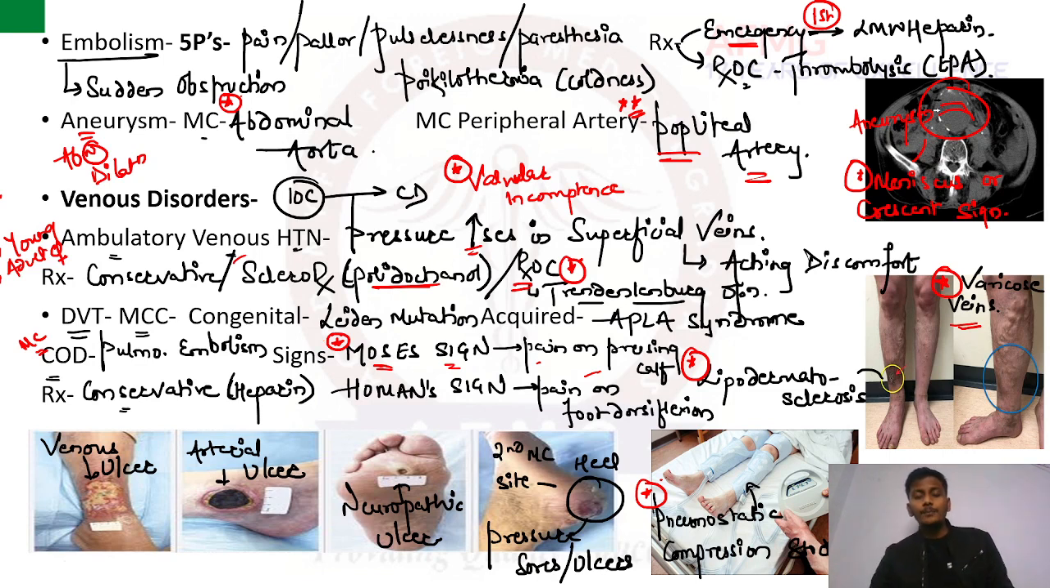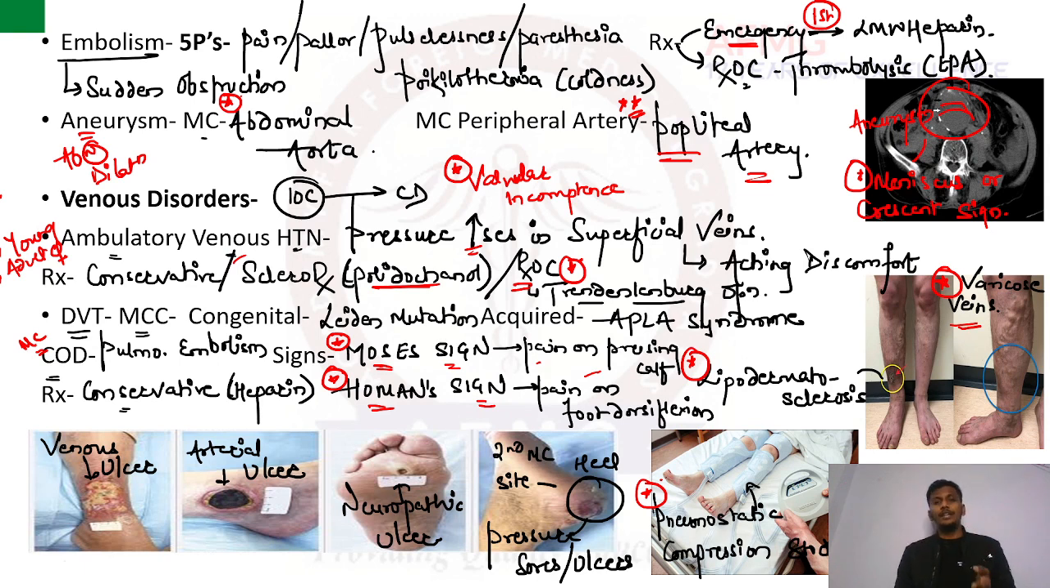Important. Second, whenever you try to dorsiflex the foot, there would be pain in the calf, and this is known as the Homan's sign. Pain on foot dorsiflexion is known as Homan's sign. So Moses sign and Homan's sign are two important signs seen in deep venous thrombosis.